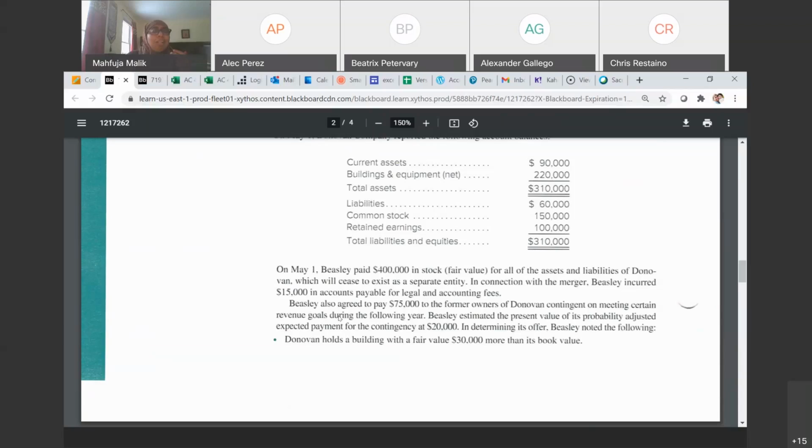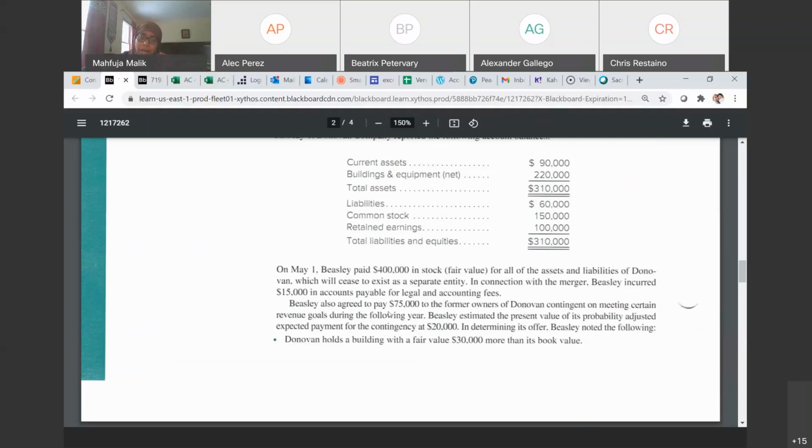The next paragraph told you some little more different information. Beasley also agreed to pay $75,000 to the former owners of Donovan, if they meet certain revenue goals. So remember, they're going to pay these $75,000 when? During the following year. Beasley is the parent, Donovan is the sub, the company which is acquired. So they said that we will pay you $75,000 if you could meet this certain revenue goal.